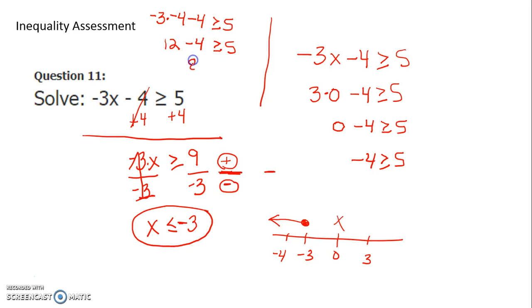12 minus 4 is 8. 8 sure is greater than or equal to 5. So this is definitely in your solution set. So that's just a quick way to check. But again, the only issue you had in this entire problem, positive 9 divided by a negative 3, a positive divided by a negative is a negative.